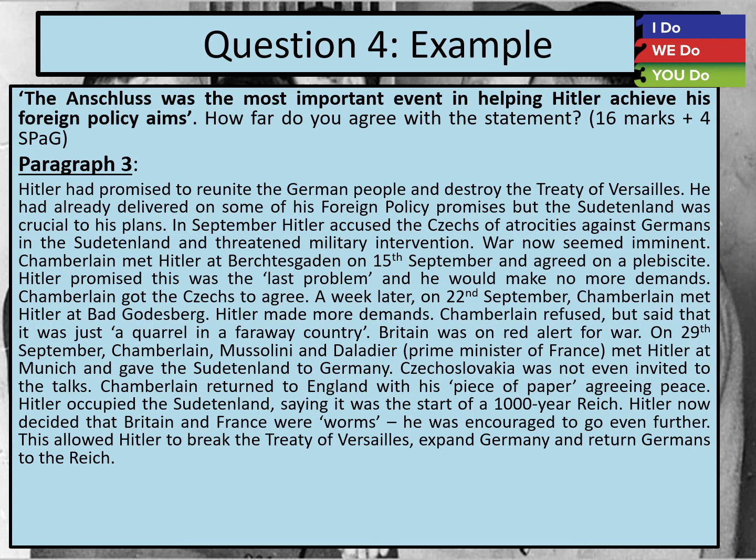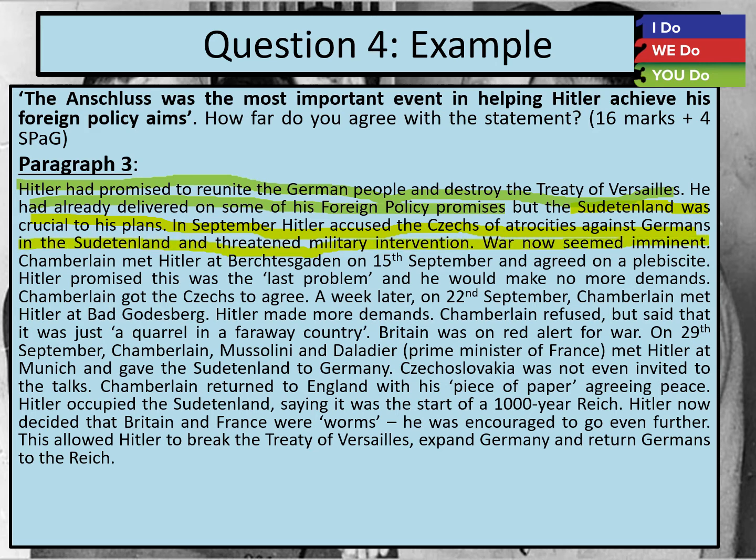So what have I written here? Hitler promised to reunite the German people and destroy the Treaty of Versailles. I think that's a nice one that links straight back to the question. He had already delivered on some of his foreign policy promises. Now getting to the story of the Sudetenland, but the Sudetenland was crucial to his plans. In September, I should have written 1938 there really, shouldn't I? Hitler accused the Czechs of atrocities against Germans in the Sudetenland and threatened military intervention.